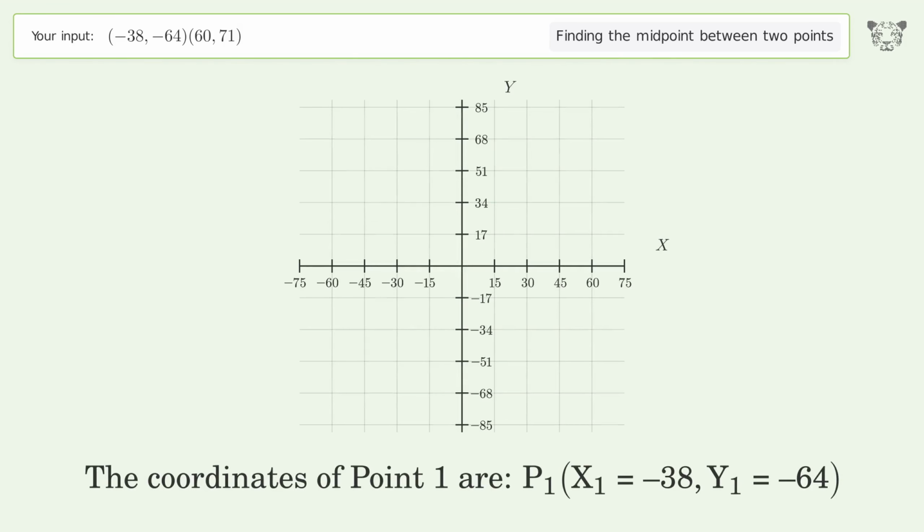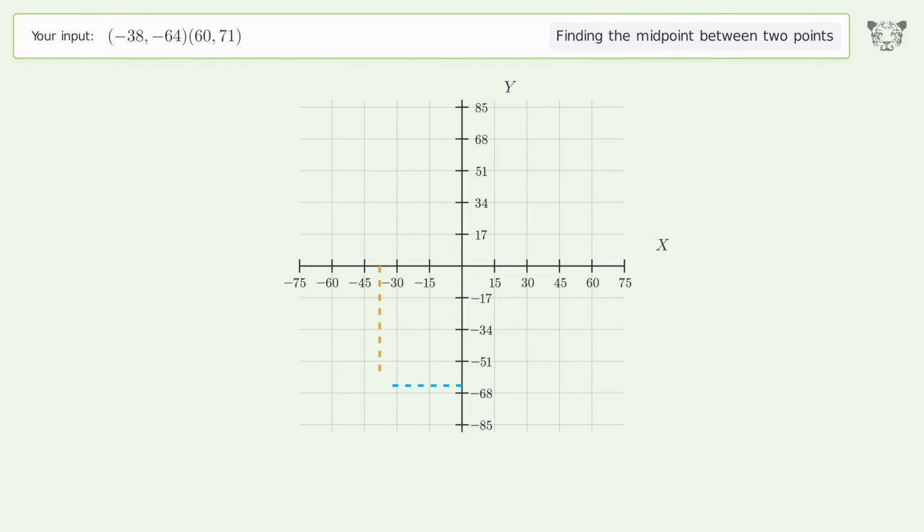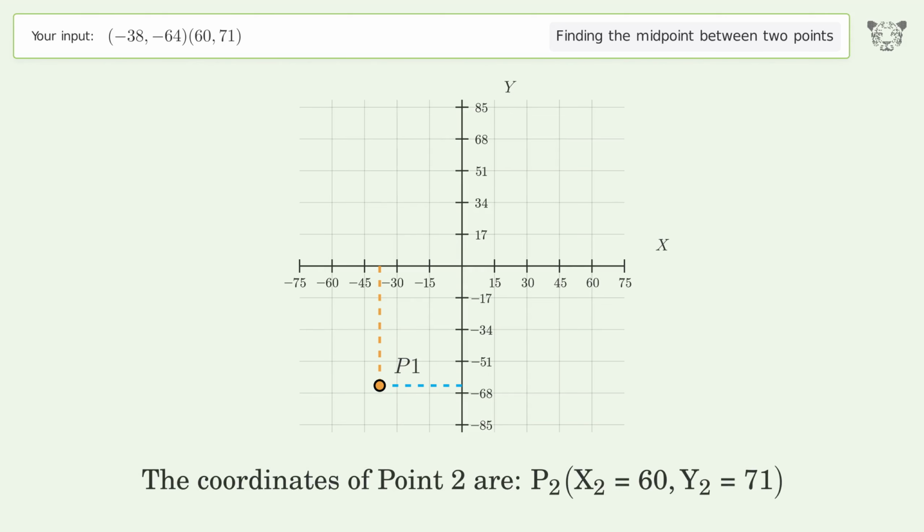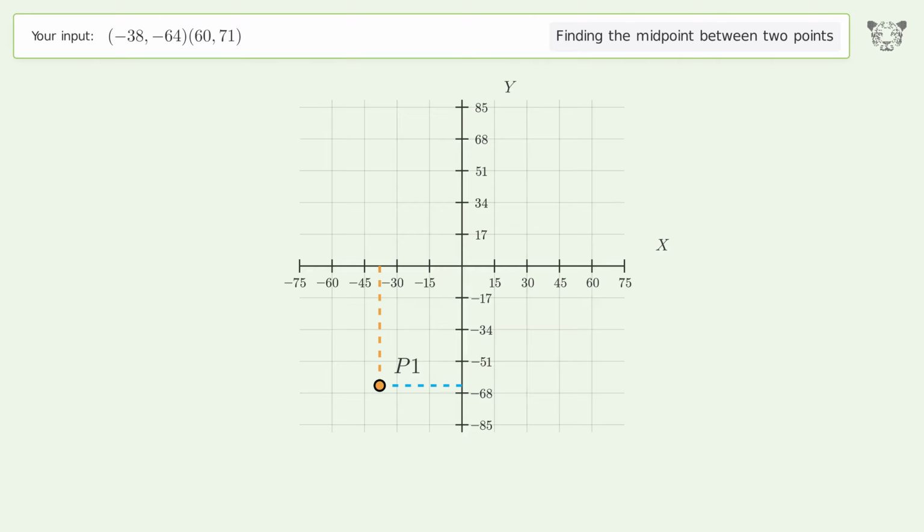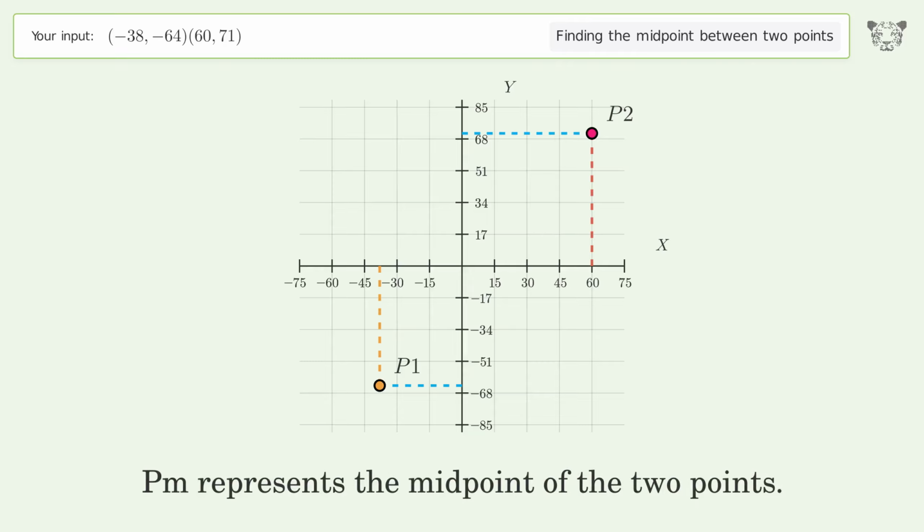The coordinates of point 1 are x1 equals negative 38, y1 equals negative 64. The coordinates of point 2 are x2 equals 60, y2 equals 71. PM represents the midpoint of the 2 points.